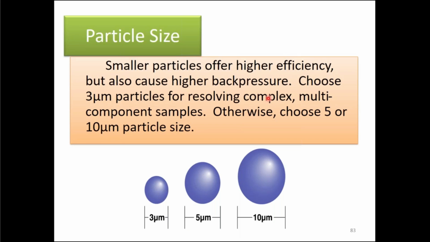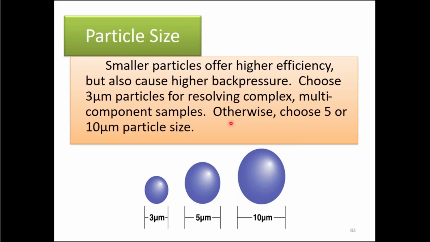But it also causes high back pressure. Why? I think you know, the smaller the particles, the pores between the particles become smaller, and therefore this restricts the flow of the mobile phase at a given pressure. If the back pressure is not high enough, you always go for smaller particle sizes. So that's why it's given here. 3 micrometer particles are used only for resolving complex multi-component samples.